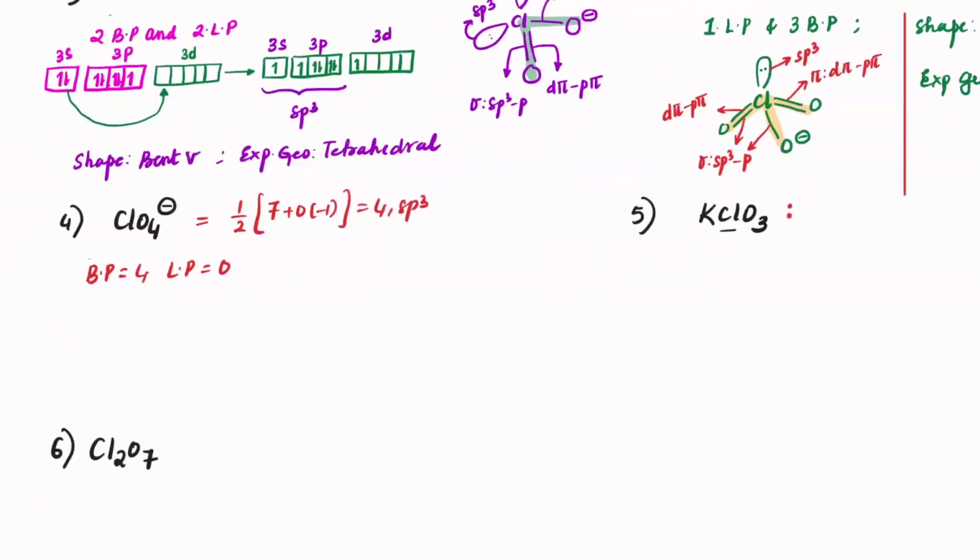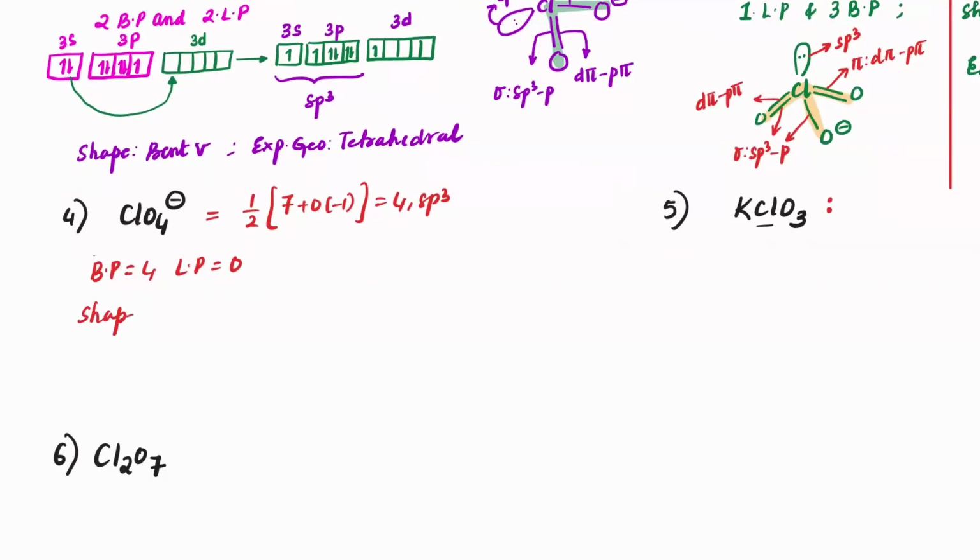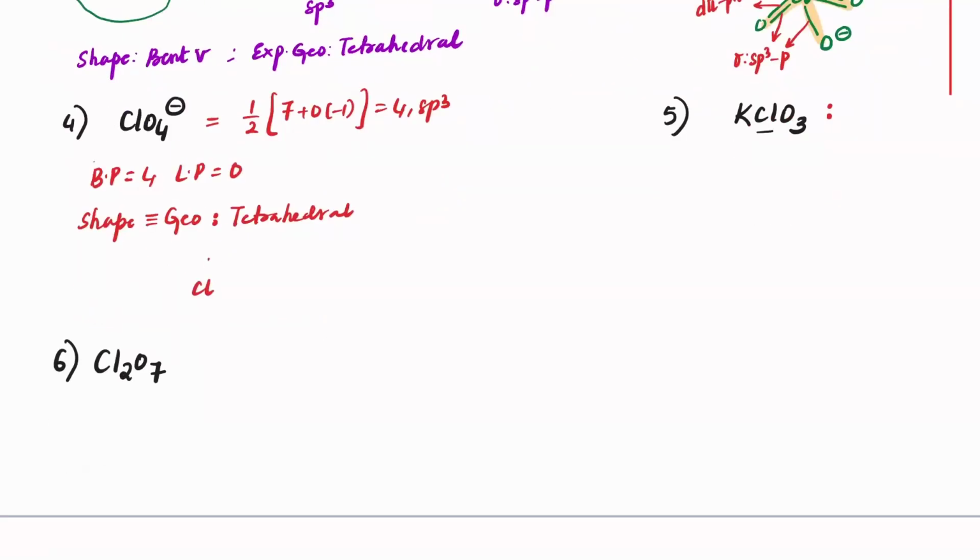Okay. What about the shape? Because there are no lone pairs, it will retain the geometry, correct? So shape and geometry, both of them would be tetrahedral. Okay. So it is Cl, with double bond O, double bond O, double bond O, and O minus.